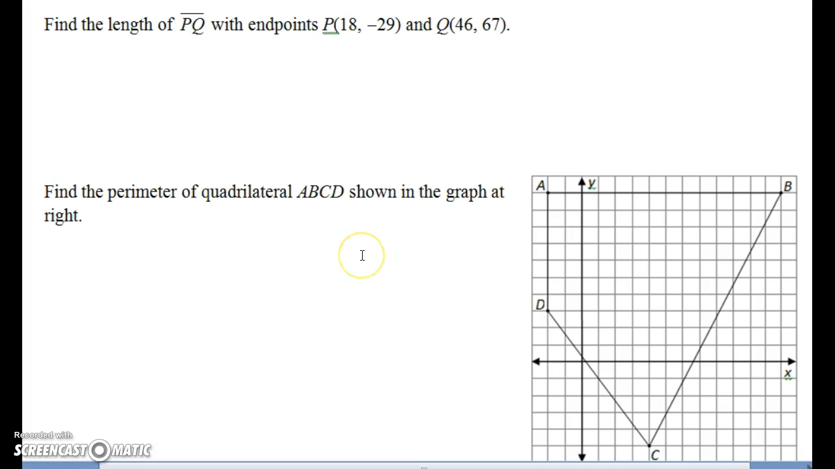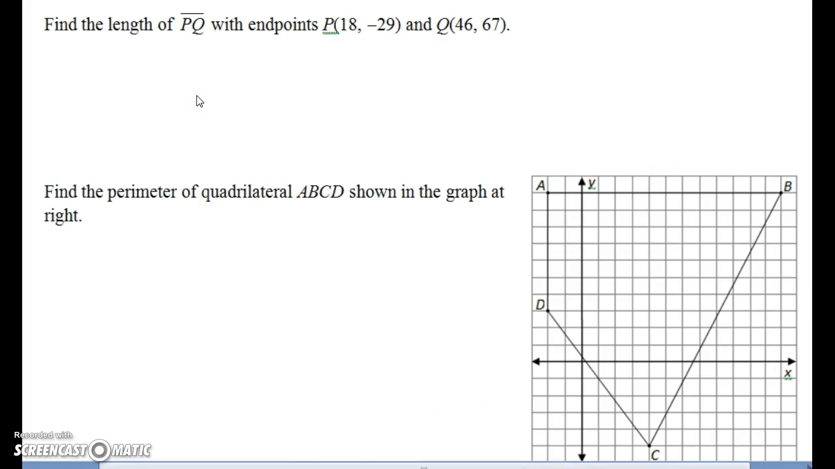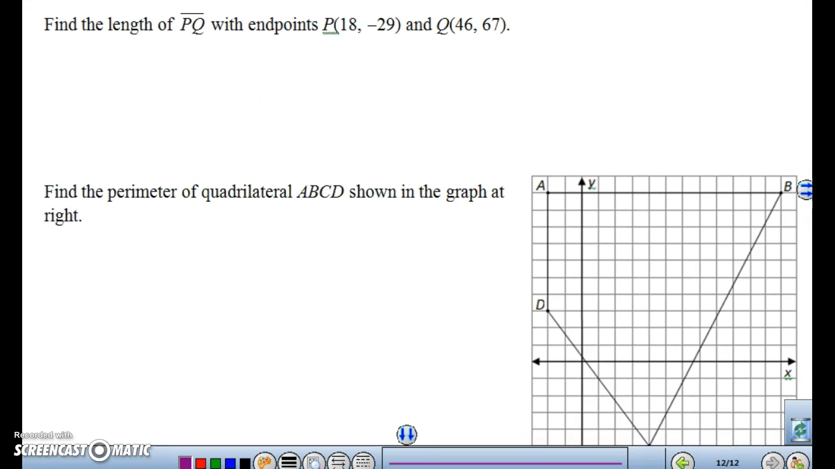All right, so let's see if we can set up this last one before we move on to the end of the lesson. Find the length of PQ with endpoints P(18, negative 29) and Q(46, 67). Would you use the distance formula on this? Yes, you would. So see if you can use the distance formula on this one, and we'll look over the answer in the next class, and then we'll do this last one together before we move on to the homework.